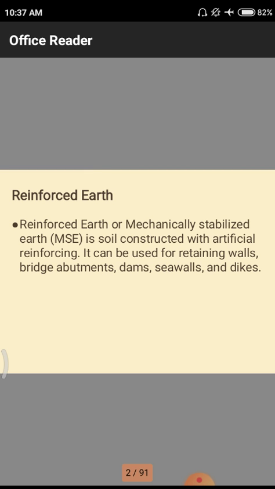In some cases the trees are not utilized in construction activities because of optimum site distance and minimum site distance problems. We are not utilizing plants for stabilization purposes. We need to go for some artificial reinforcing agents. Likewise, reinforced earth is an artificial stabilizing agent. It can be used in different applications.